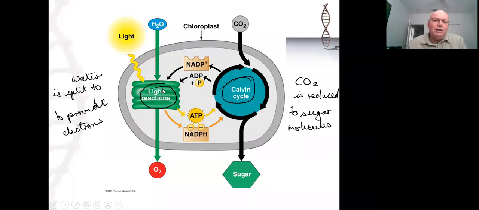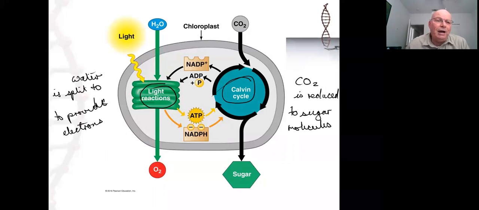So the last two parts of the presentation, because there are only 3 parts in this presentation. So the next part is going to focus on the light reactions. And then the third part, the last part, is going to focus on the Calvin cycle and how we do the reduction of carbon dioxide. The next part, talking about the light reactions, that's going to be the longest discussion because we need to talk about the nature of light.